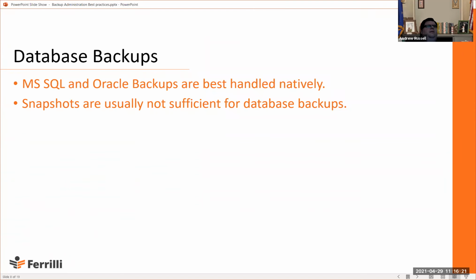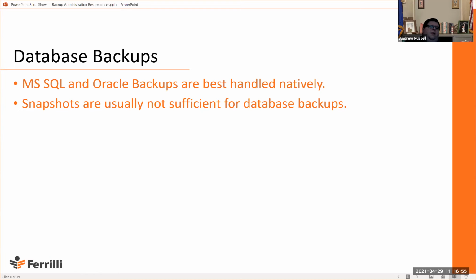Just wanted to throw this in here as another lesson learned from some of our clients that have been hit with ransomware. For database backups, MS SQL and Oracle backups are best handled natively. We've seen a lot of schools try to do snapshot backups for database servers, and we've also seen them try to do file level backups for database servers. The snapshots are great for recovering configurations on software and whatnot, but if you want an accurate backup of your database, you really need to use the native tools.